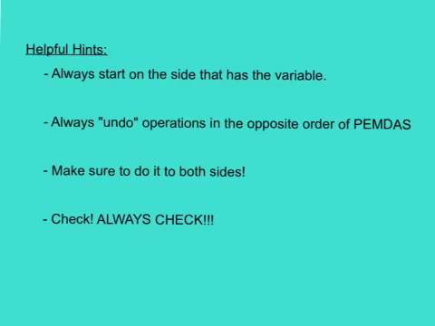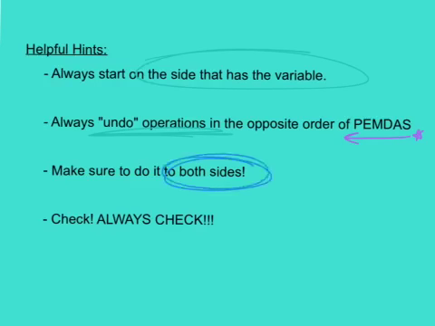Moving forward, some helpful hints. Always start on the side with the variable, which we've already talked about. Undo operations in the opposite order of PEMDAS. So you're actually going to start over by the S and work your way backwards. Remember that. If you do it to one side, you must do it to both sides. And I can't stress enough, always check your answers. Because sometimes it may not work, and then you know if something went wrong or it's a special case.